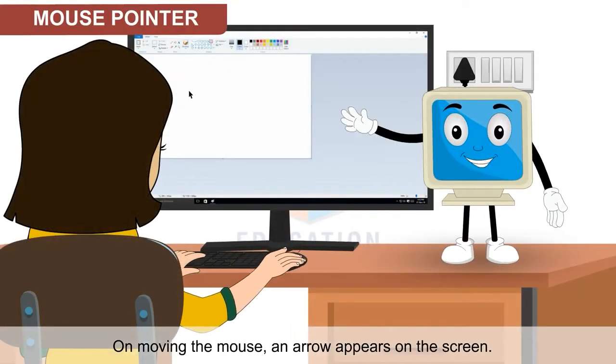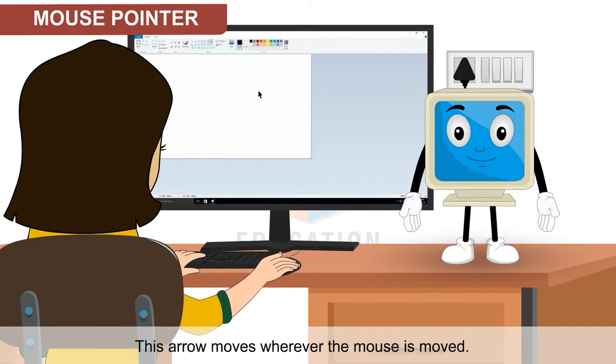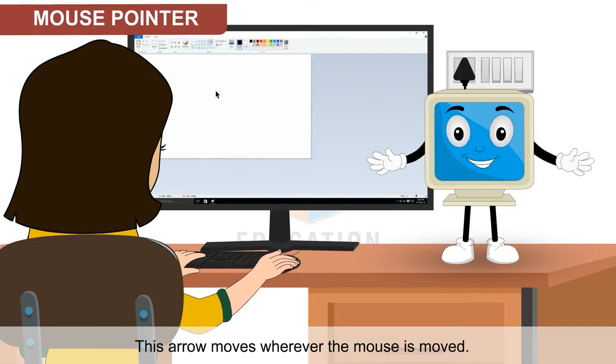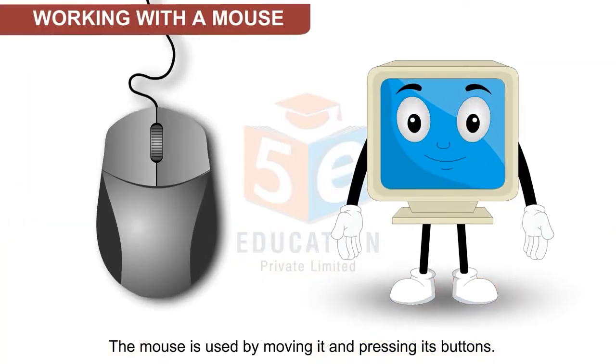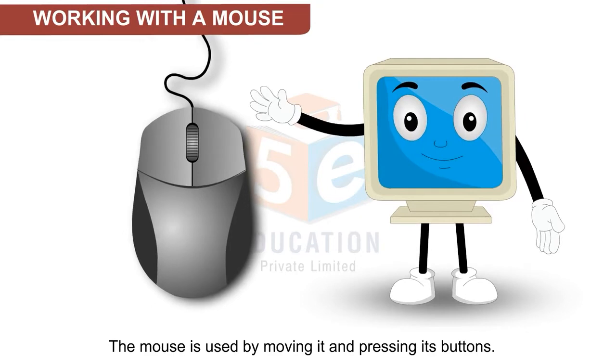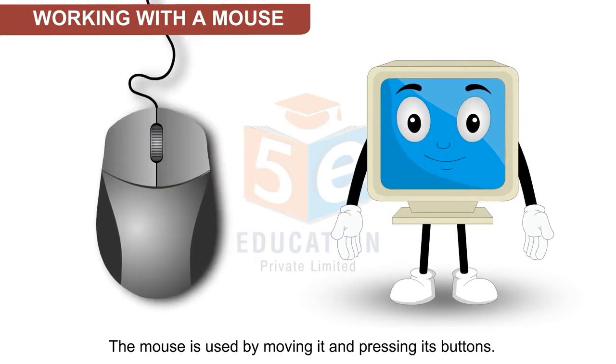On moving the mouse, an arrow appears on the screen. This arrow moves wherever the mouse is moved. The mouse is used by moving it and pressing its buttons.